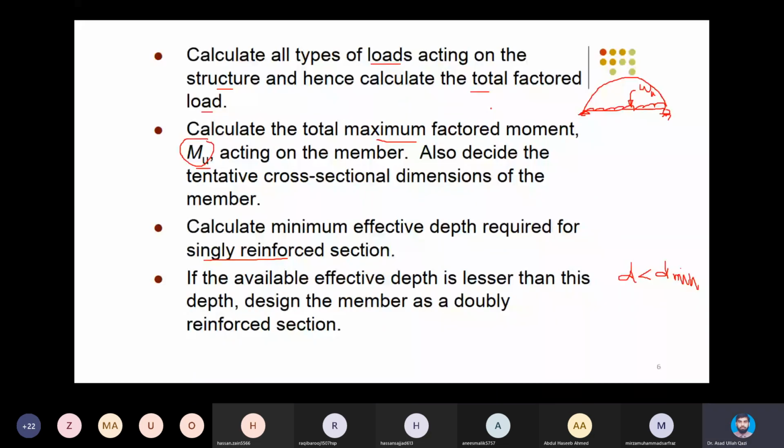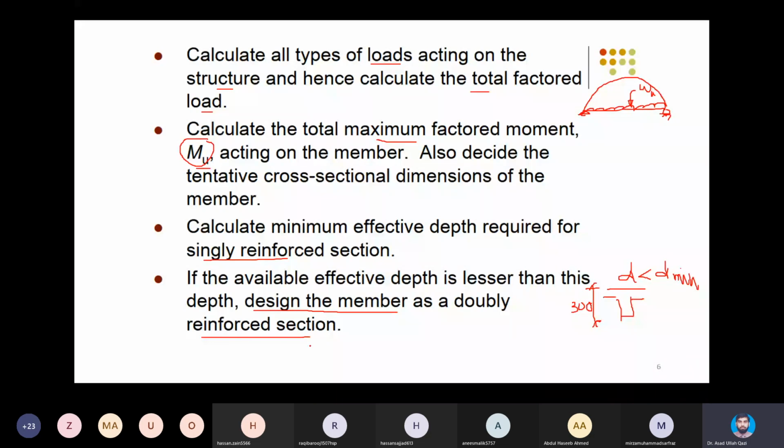If this is the restriction, then don't forget you can't violate the serviceability requirements. That serviceability h you still need to fulfill, because otherwise this beam will give you offensive sag. Immediate deflections will cross the permissible. So you need to check carefully that even in doubly reinforced beams, serviceability will still govern. And if all is well, you have the serviceability checks okay, but the d minimum check is not okay, then the design will be done as a doubly reinforced section.